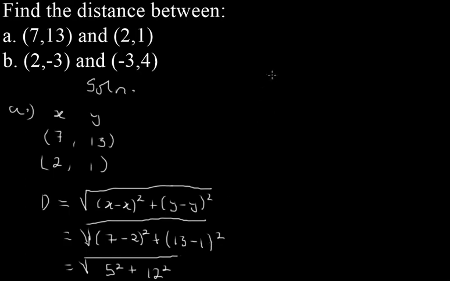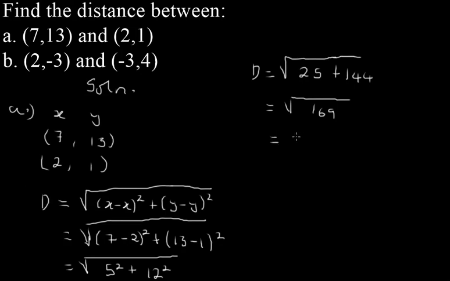And let me continue here. We would have distance equals 5 squared gives us 25 plus 12 squared gives us 144. 25 plus 144 gives us 169. And the square root of 169 is 13. So our distance between these 2 points is equal to 13 units.